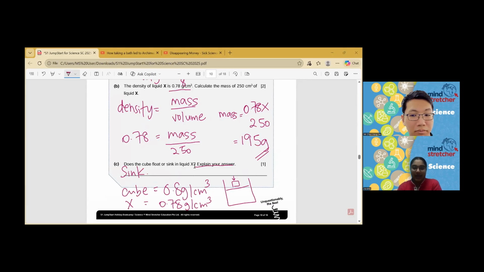Cube is denser than X, more than a specific weight. Okay, Rishi, for weight, mass and weight are two different things. So you can't use the word weight. You will learn more in Set 3, but please stick to the word mass.